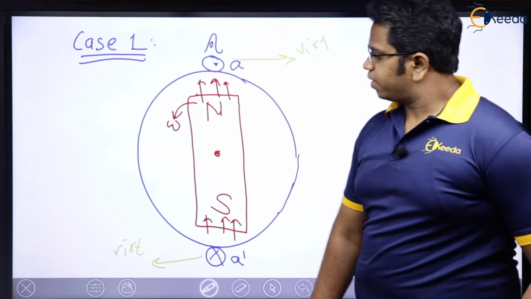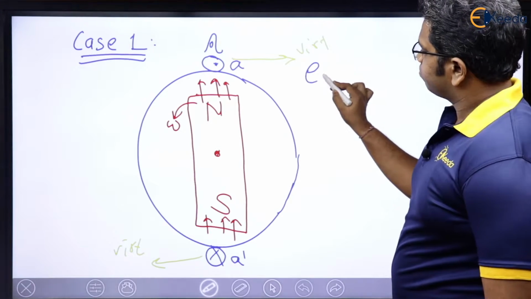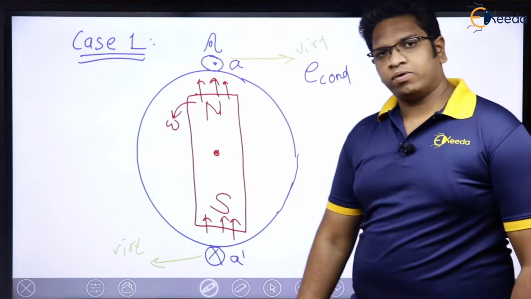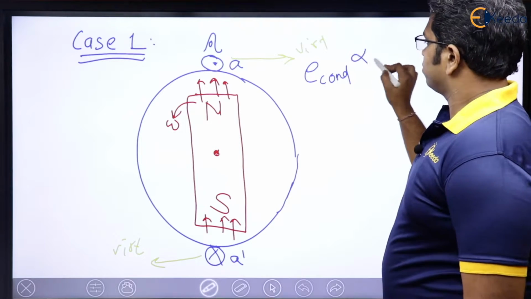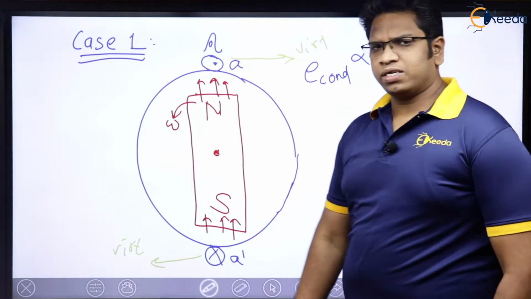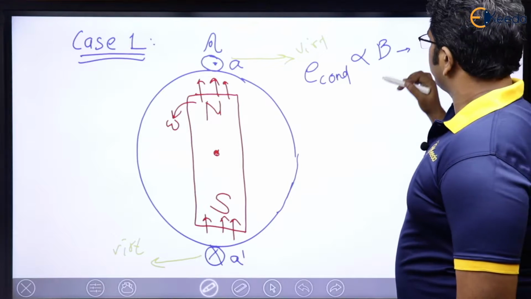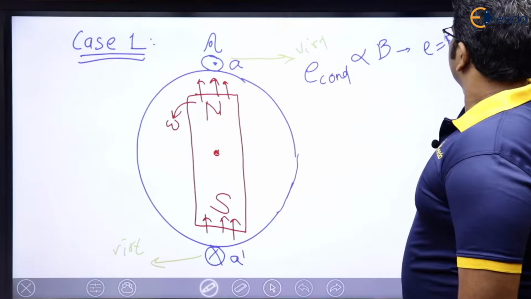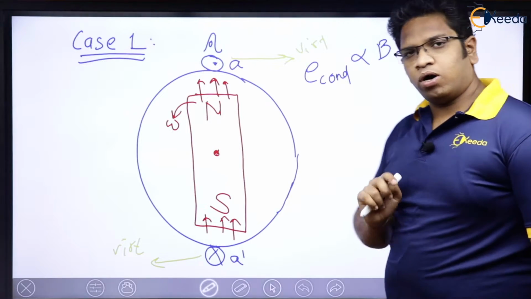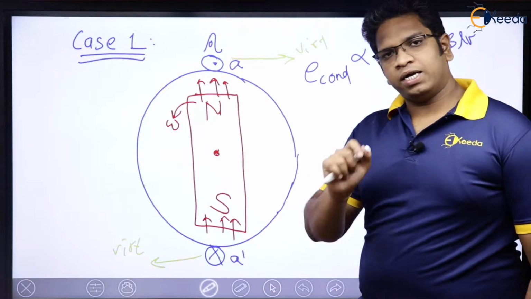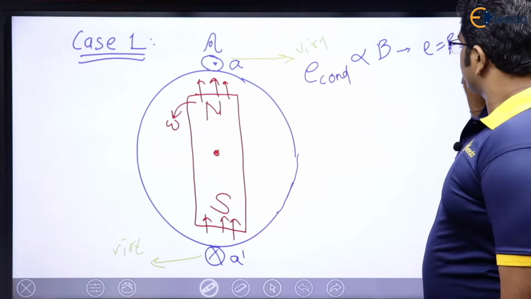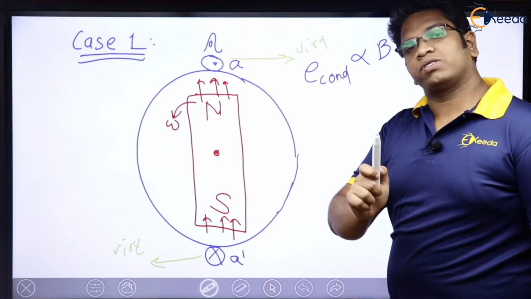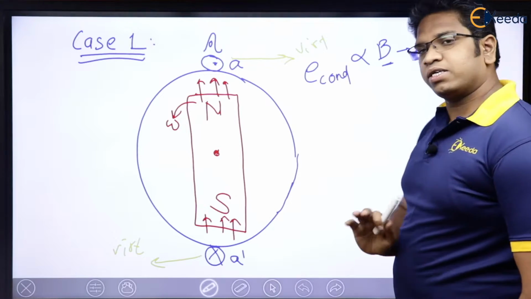Now we know that for a conductor, induced EMF is proportional to B. B is what? Flux density. This one we have already studied. How did it come? It came from E is equal to BLV. I hope you all have watched the video of statically and dynamically induced EMF. In that we have discussed why, in case of a conductor, EMF is proportional to flux density.